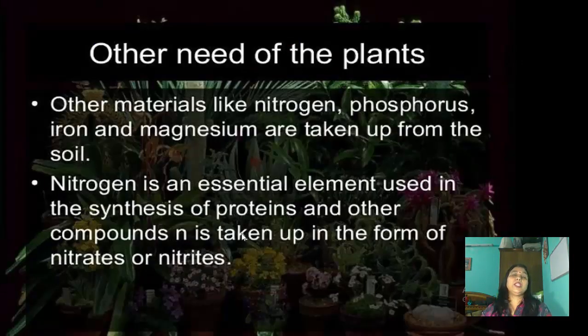Now what are the other needs of the plant? Other materials are also required by the plants like nitrogen, phosphorus, iron and magnesium, and these are all taken up from the soil. Nitrogen is an essential element used in the synthesis of proteins and other compounds and is taken up in the form of nitrates and nitrites.